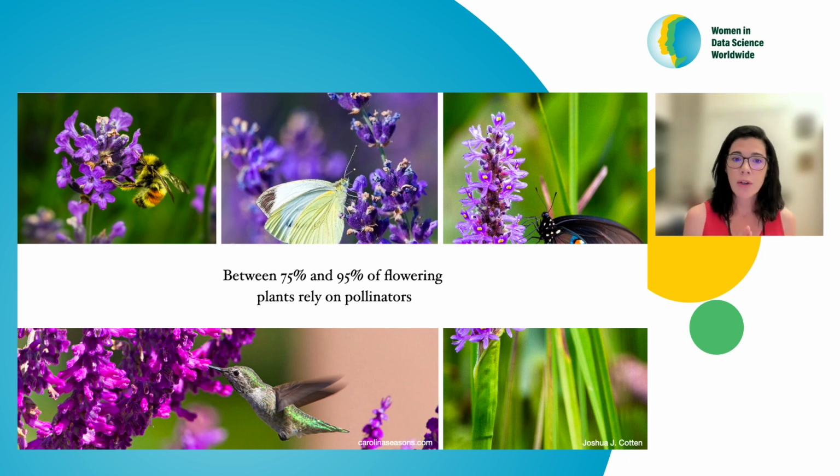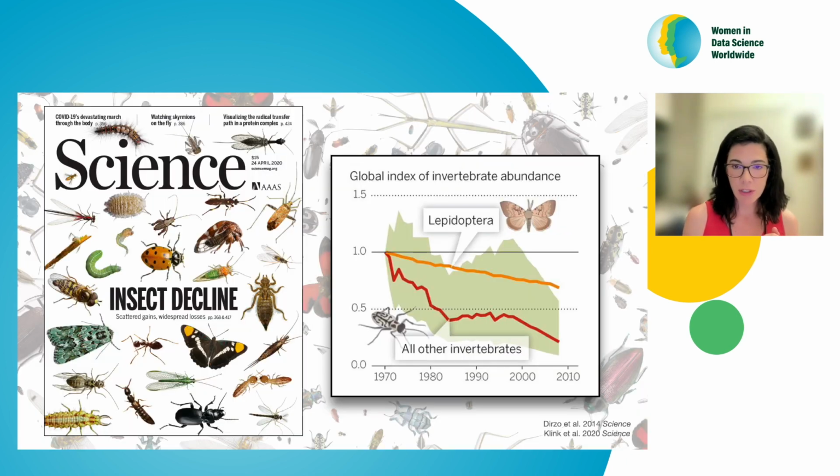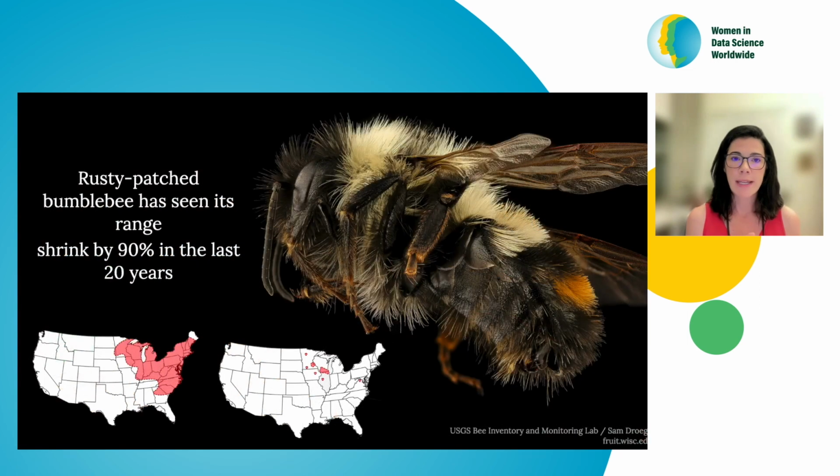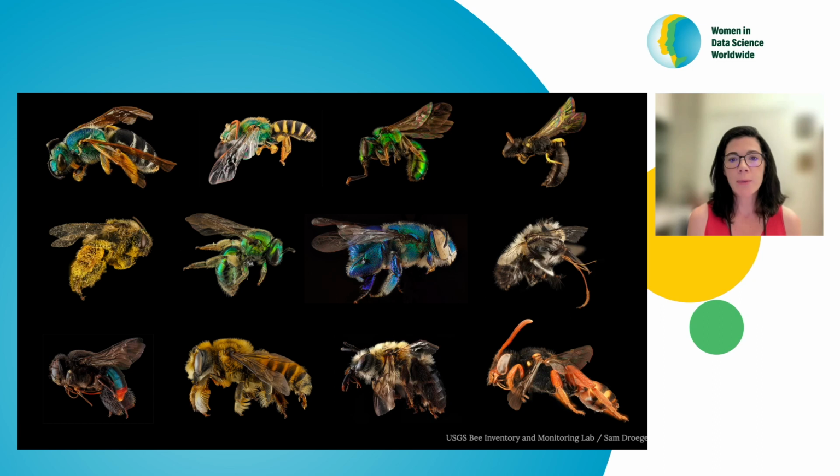We are currently undergoing a sixth mass extinction event, and increasing evidence suggests that insects are collapsing even quicker than we can describe them. Among all existing insects, bees are some of the most important pollinators, and they follow this sad trend. For example, the rusty-patched bumblebee has seen its range shrink by 90% in the last 20 years. And declines in wild bees have been documented in all regions in the world.